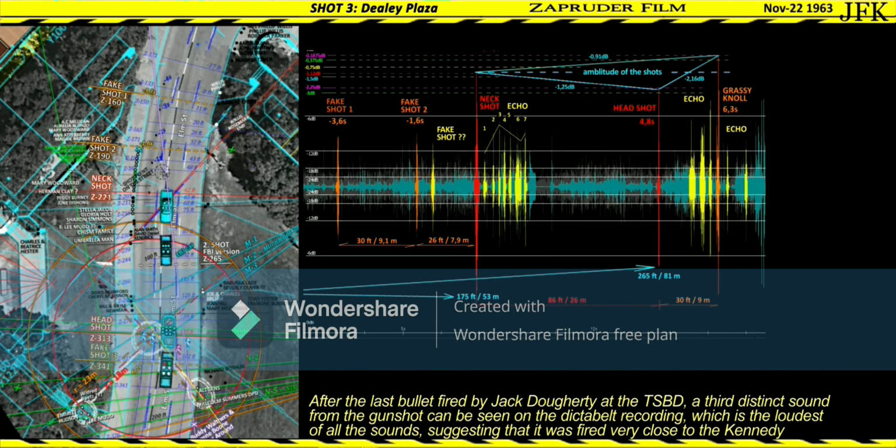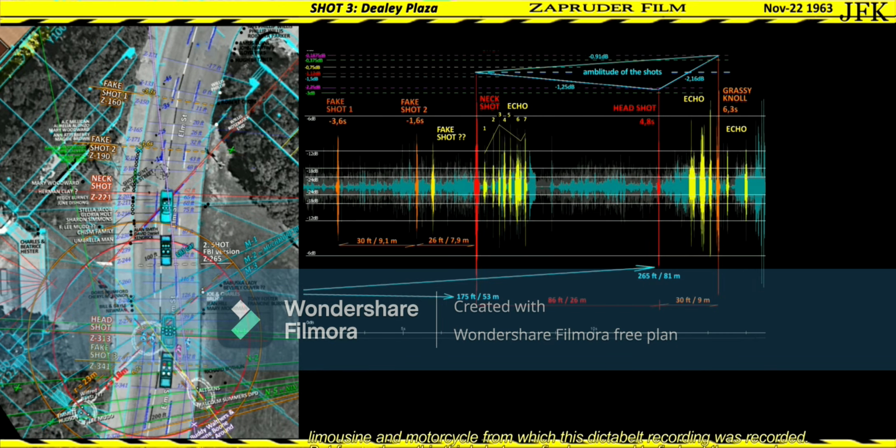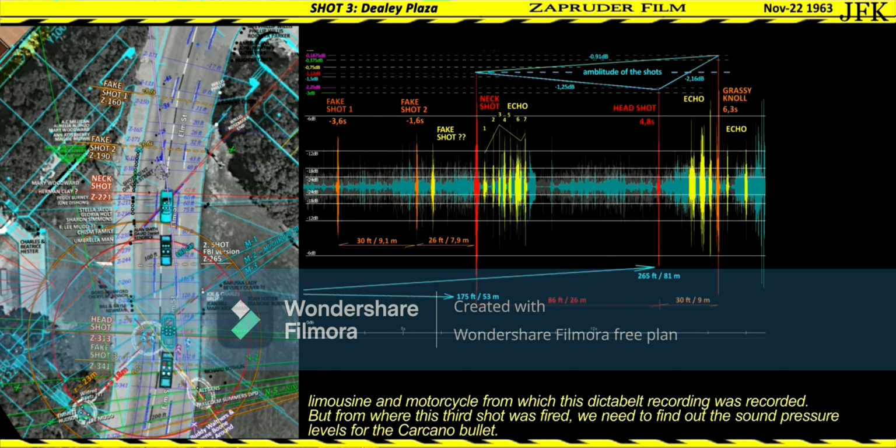After the last bullet fired by Jack Dougherty at the Texas School Book Depository, a third distinct gunshot sound can be seen on the Dictabelt recording, which is the loudest of all the sounds, suggesting that it was fired very close to the Kennedy limousine and motorcycle from which this Dictabelt recording was recorded.